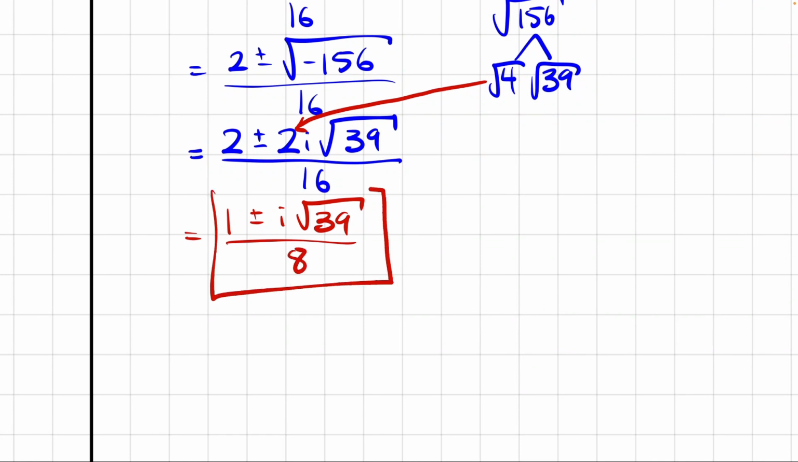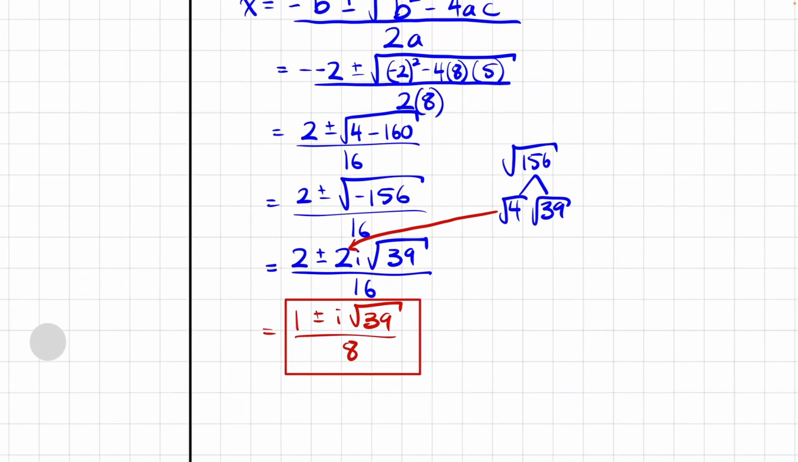But you also could have divided by 2 at the negative 156 step. You can't divide the radical by 2 though, because you can only divide by non-radicals. So we didn't have a 2 to factor out yet, but now we do.